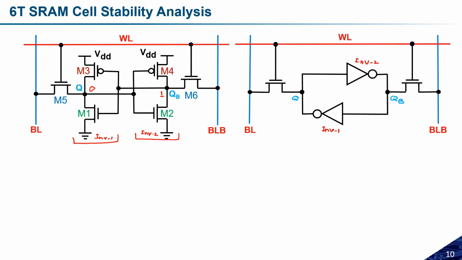This is how, if you see here, the input of inverter number 2 is Q and the output is QB. So inverter number 2 input is Q and the output is QB. That is why we have decided Q, inverter number 1 and 2.